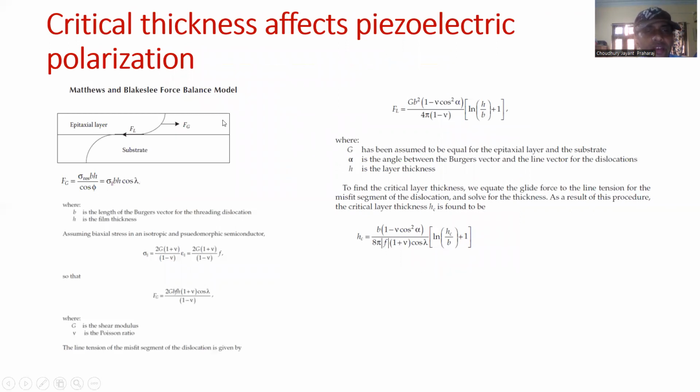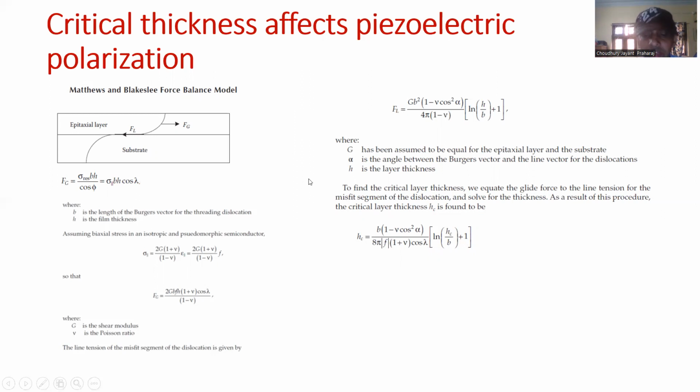When you grow these epi layers on a substrate, or one epi layer on another layer, the top epi layer tends to adjust its lattice constant to the bottom epi layer up to a certain thickness. But beyond a certain thickness, when the strain energy becomes high, it relaxes by forming misfit dislocations. And it relaxes to its natural lattice constant. And when it does that, the piezoelectric polarization goes away. So the critical thickness affects piezoelectric polarization.